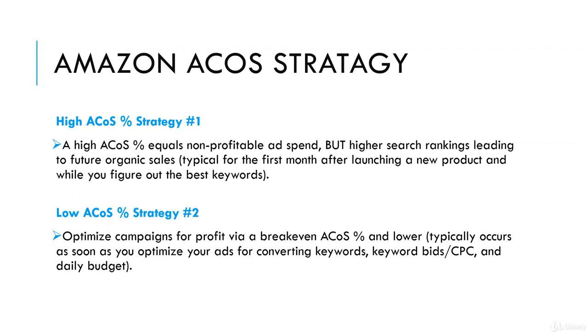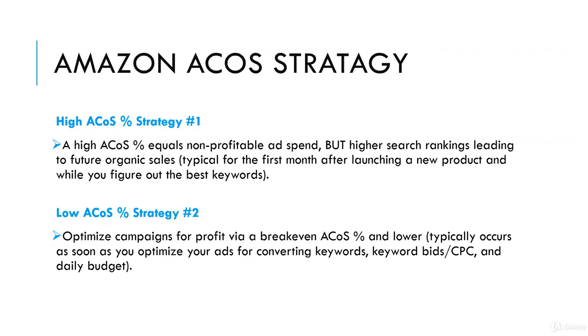First is the high ACOS. A high ACOS percent equals non-profitable ad spend, but also higher search rankings leading to future organic sales. I'm typically okay with a high ACOS, or non-profitable ad spend, within that first month after launching a new product. This is that time I'm trying to figure out my best keywords, my highest converting keywords, and honestly, I want to spike my BSR so I rank higher for these variant keywords, and I'm willing to spend to get on that first page of Amazon search term results.